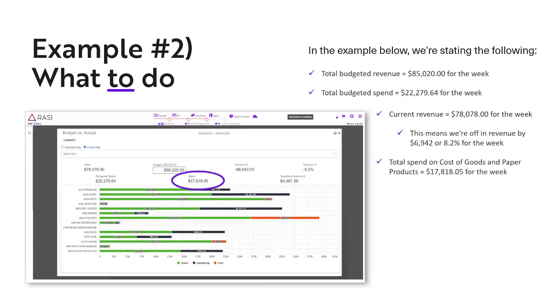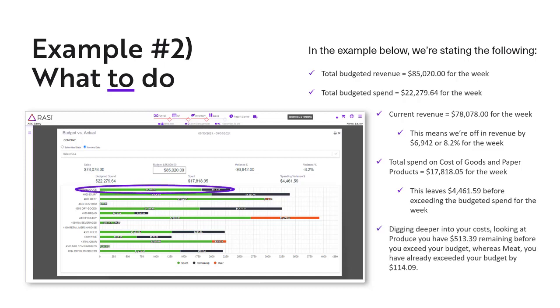Now let's look at our spend on cost of goods and paper products. We've got 17 grand 818 for the week, which leaves us 4,461.59 before we're exceeding that budgeted spend for the week. We've got that budgeted spend of 22 grand minus that 17 we've already spent, and that's where we're getting this 4,000 number.